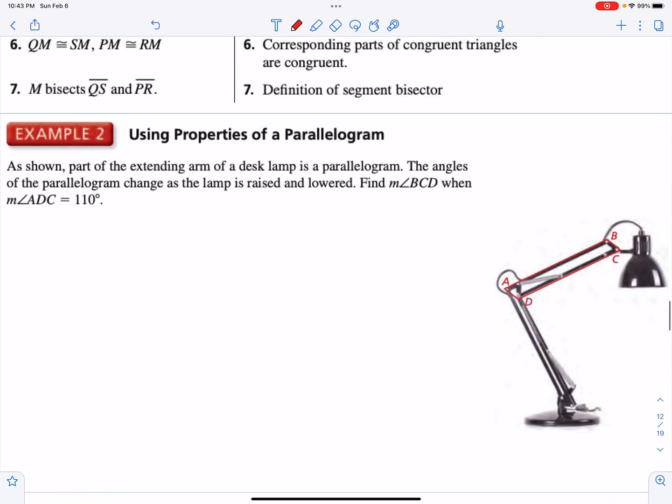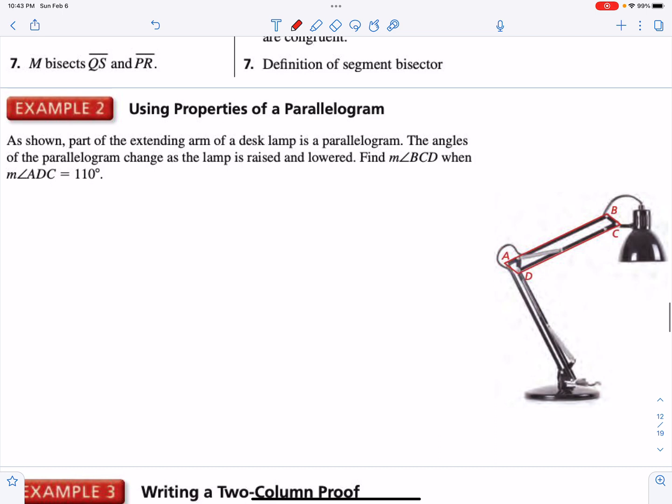Now that we have that definition of a bisector, again, it's going to give us some problems here where we have to use either the supplementary or the bisector stuff. So it says in this lamp, the measure of angle ADC, which is hard to see, but it's right there at the bottom, is equal to 110 degrees. And then what it wants us to find is BCD, again, kind of hard to see, but this one right here. Because those are adjacent, we're just going to take 180 minus 110, and we get that has to be 70 degrees.